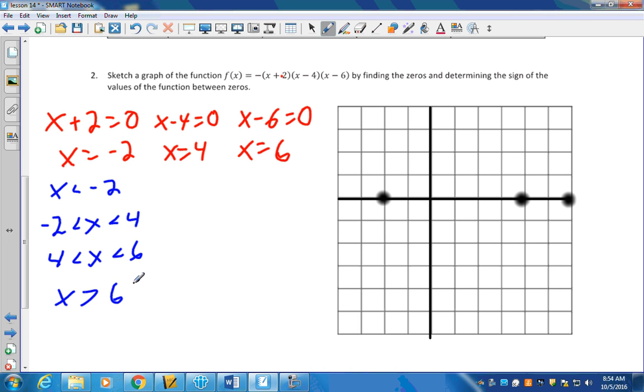So I want to know what's going on in the graph before this point, between these 2 points, between these 2 points, and then the end behavior at the end of the graph. So let's pick a number less than -2.